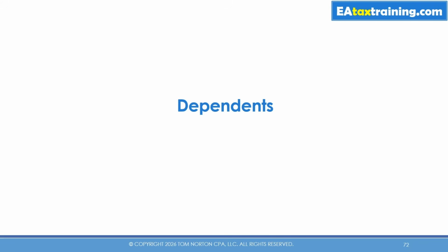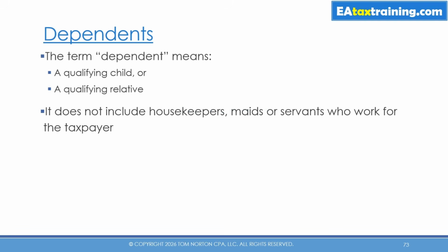Now let's move on to dependents. We've already talked a lot about dependents and about whether the person is a dependent or is not a dependent. So, what does all of that mean? The term dependent means a qualifying child or a qualifying relative. It is that seemingly straightforward. You will want to know that for the exam. What is a qualifying dependent? It is a qualifying child or a qualifying relative.